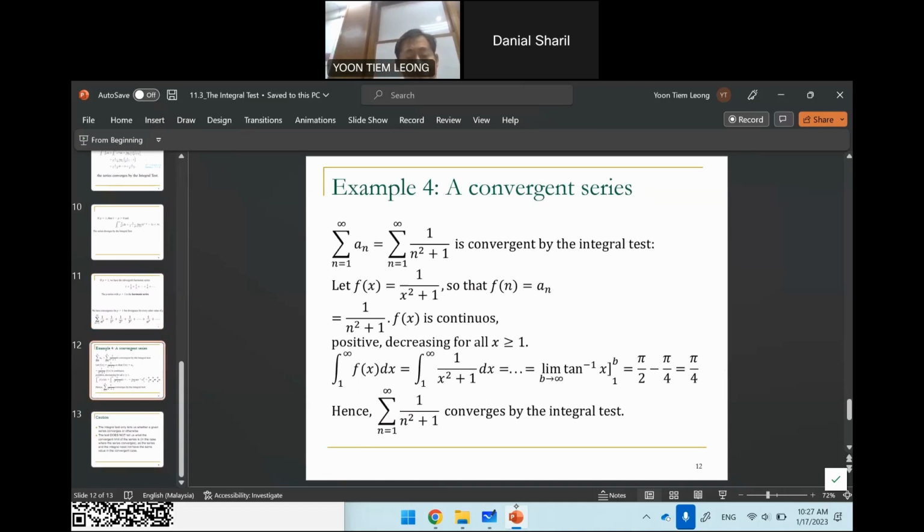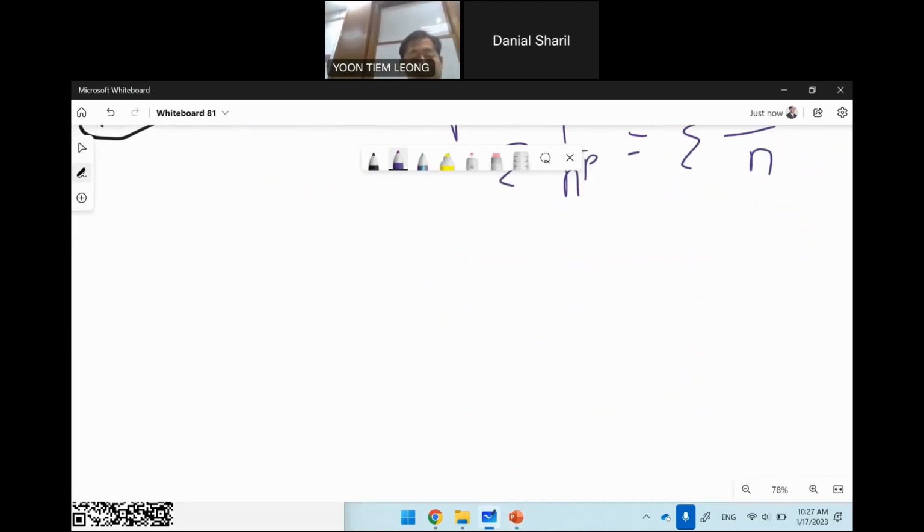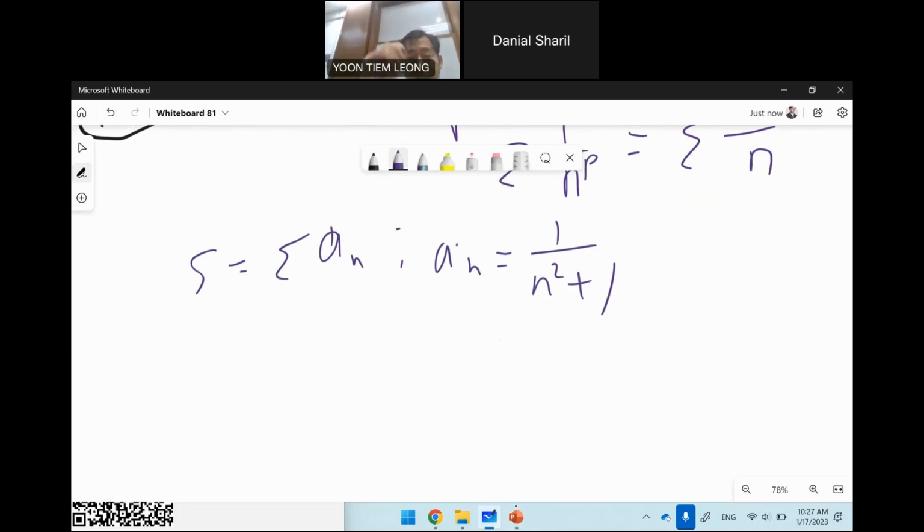Okay, so this is another example. It's very simple. You have this series of a_n, where a_n is 1 over n squared plus 1. And you ask this question: is the series, the summation of the term a_n, where a_n is 1 over n squared plus 1, convergent or not? So you have to look at this and then come up with your own test. Up to now, we only learned one test, which is the integral test. Of course, you will use the integral test to obtain the convergence or divergence of this series.